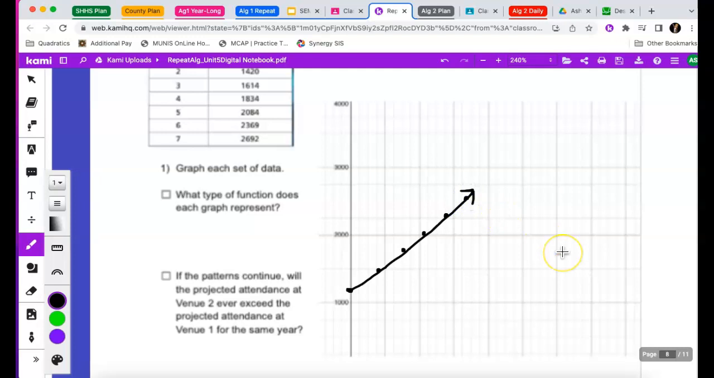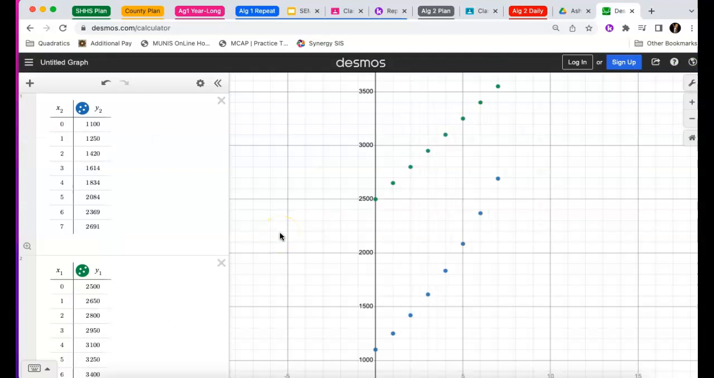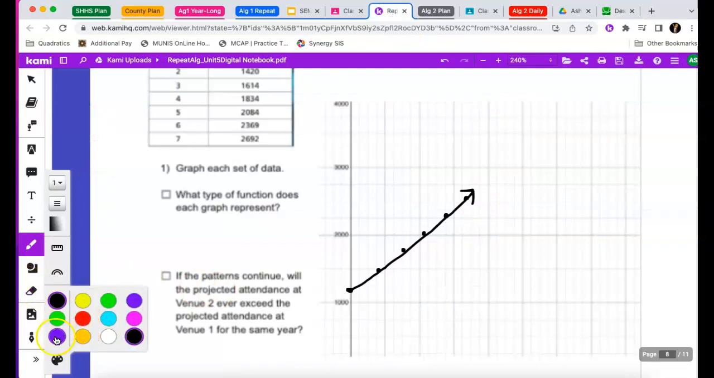And now we're going to do the same thing for venue 2. We're going to type the data into Desmos, graph it, and then determine which type of function each one represents. All right, here's my data for the second venue. It looks like we start a little bit lower, and then our graph is a little bit more curved for this one. So I'm going to change my color. And my graph is a little bit more curved, like this.